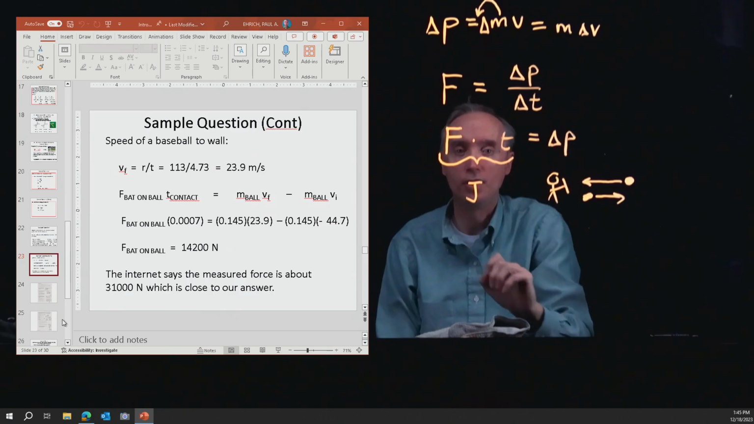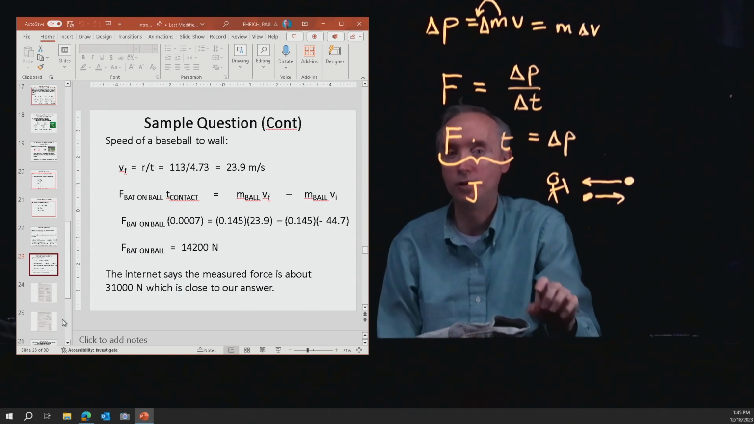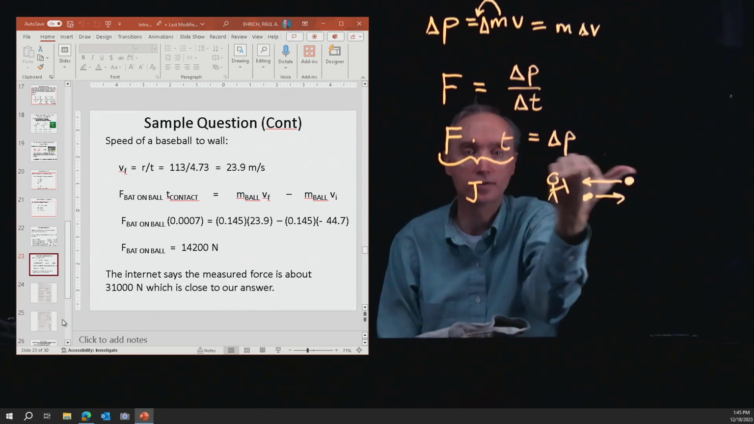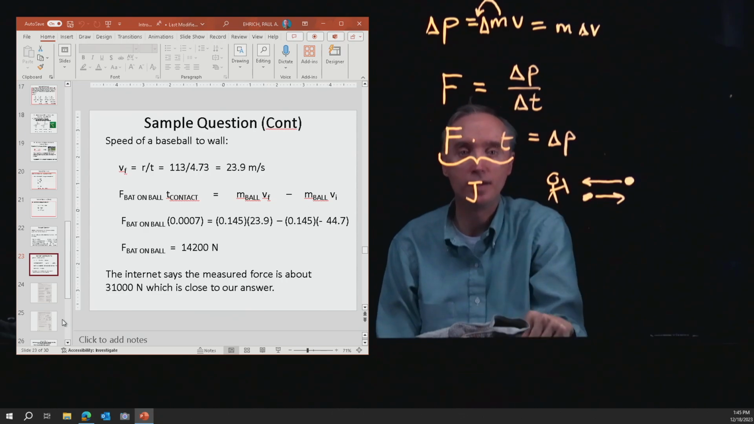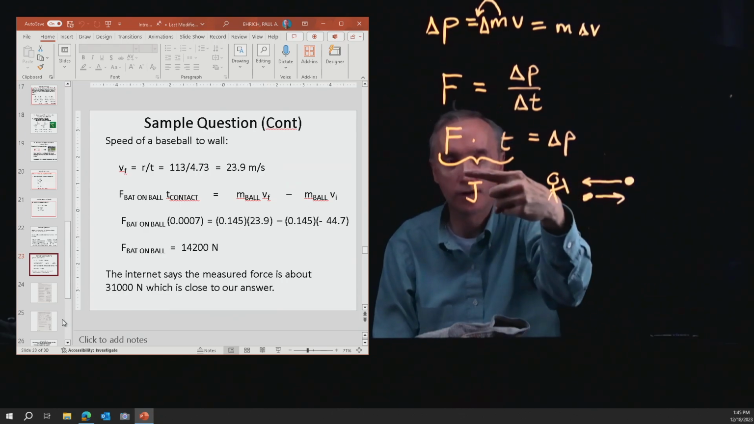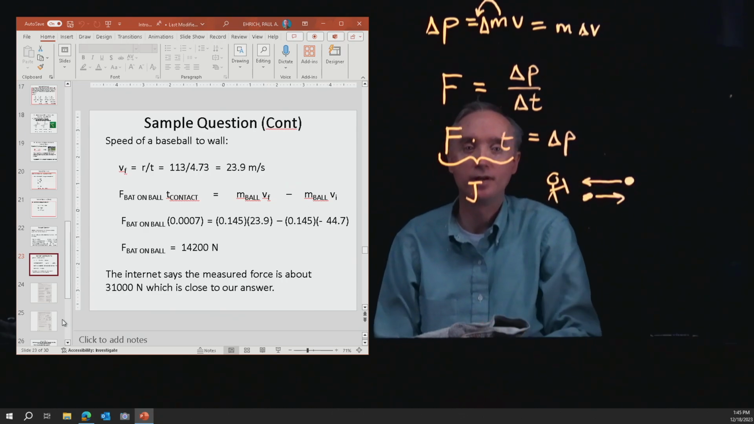Now we don't know what the force of the bat on the ball is, but we do know the time of contact was 0.0007. And then the momentum that the ball had finally, when it's going in this direction, minus the momentum it had when it was going this direction. And so it turns out to be 14,200 newtons. That's what I calculated it to be.